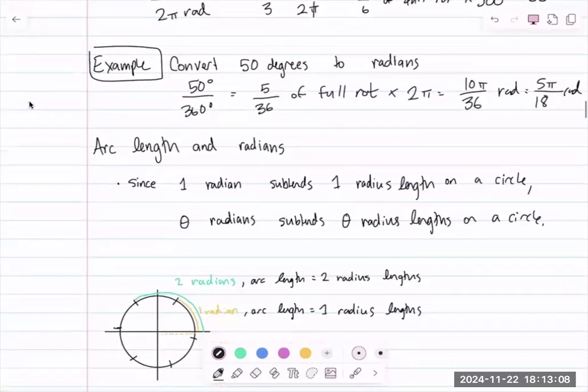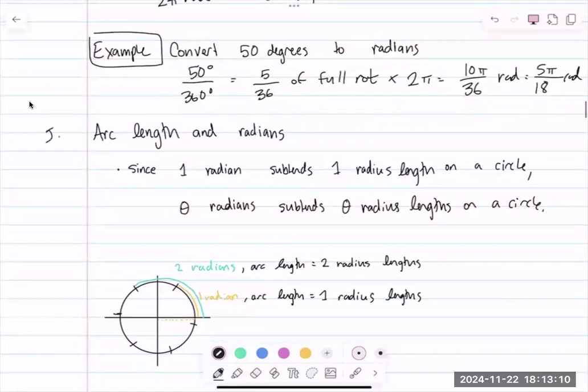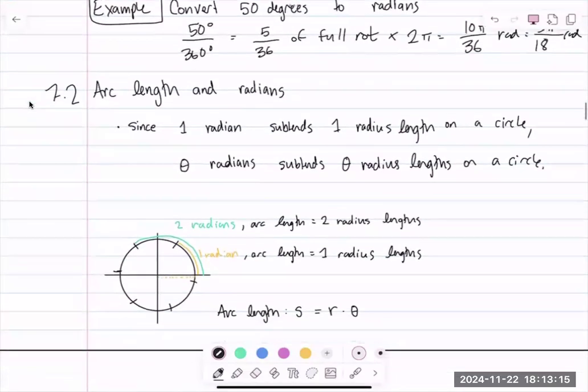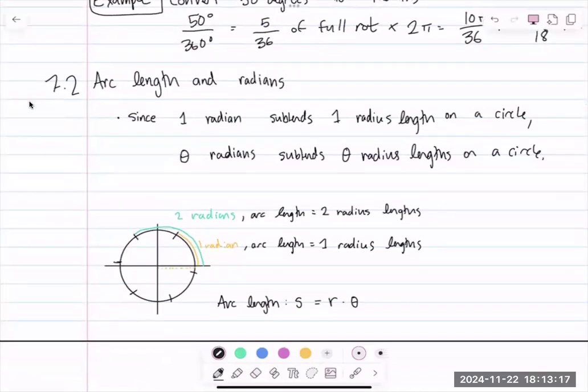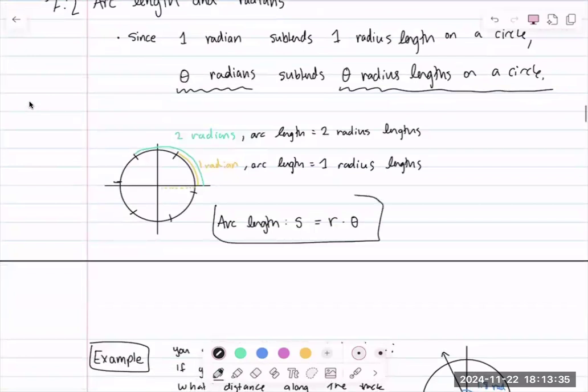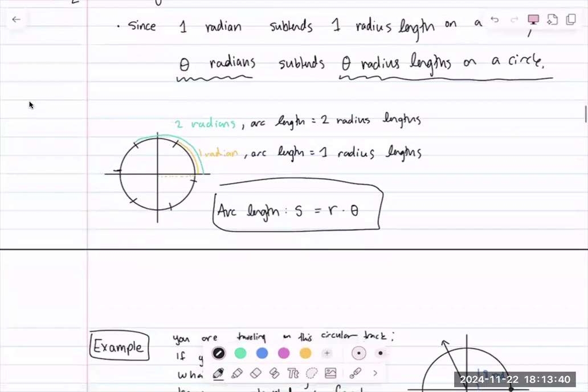All right. On to arc length and radius. This was 7.2, excuse me. So because 1 radian subtends exactly 1 radius length on a circle, then if we have 2 radians, that's going to swipe out 2 radius lengths. If we have 3 radians, that'll swipe out 3 radius lengths. And in general, an angle of theta radians will subtend theta radius lengths along our circle. In other words, arc length, which we call S, is just going to be r times as large as our angle. Okay?